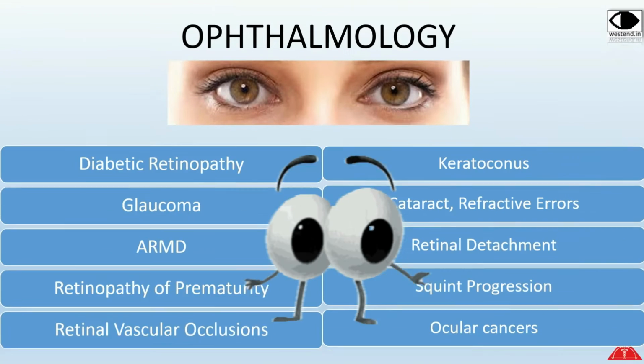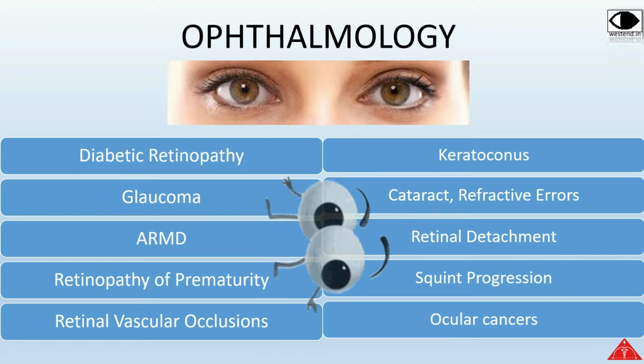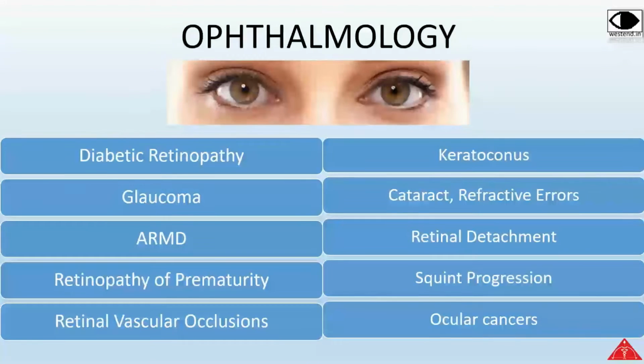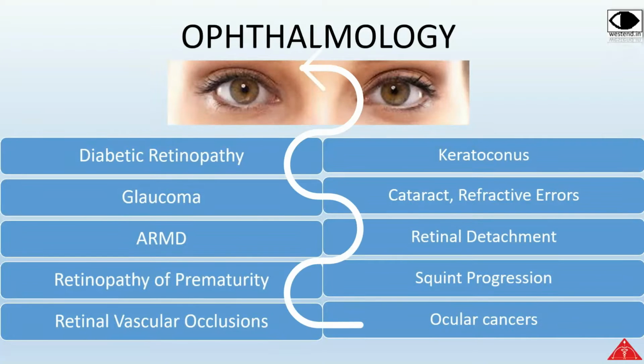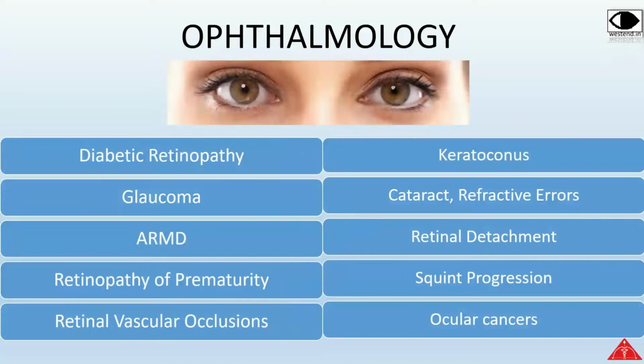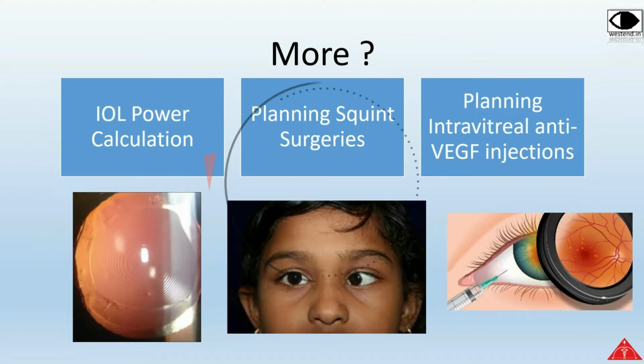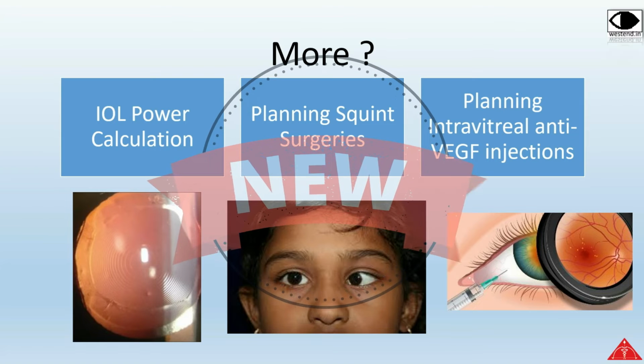Ophthalmology has several diseases which are being analyzed by artificial intelligence, such as diabetic retinopathy, glaucoma, age-related macular degeneration, retinopathy of prematurity, retinal vascular occlusions, keratoconus, cataract, refractive errors, retinal detachment, analyzing the progression of squint, and much more. AI is used for IOL power calculation, Hill RBF and Ladas formulas, and planning squint surgeries and anti-VEGF injections.